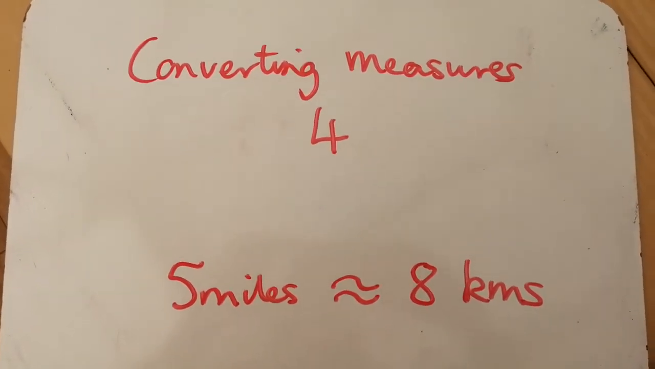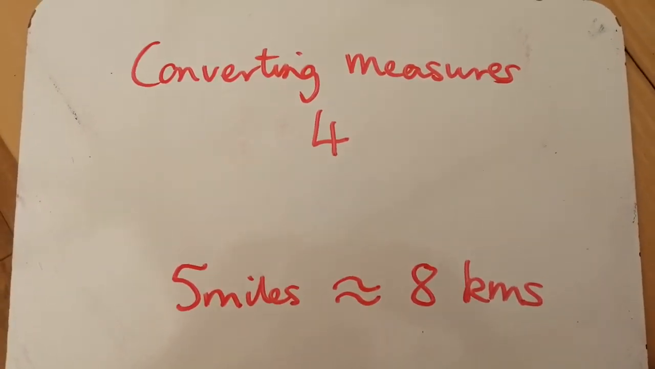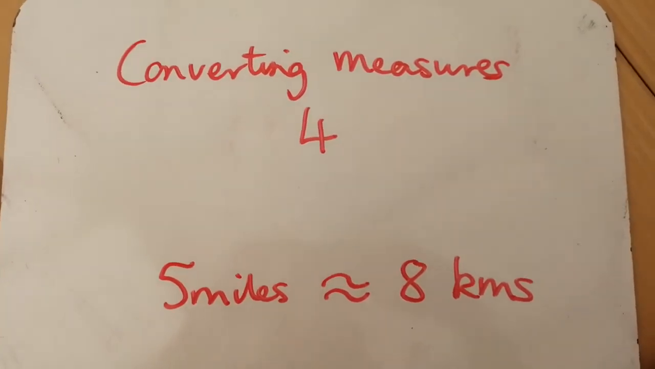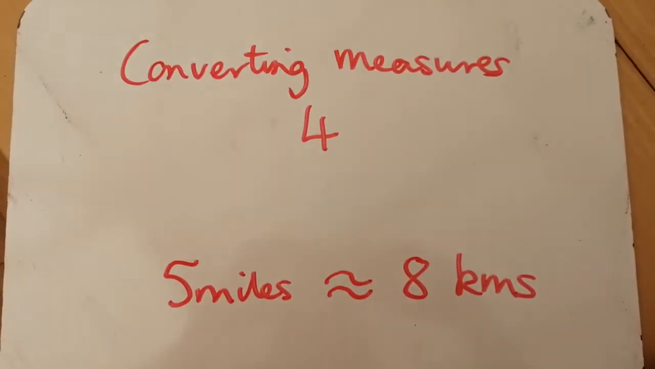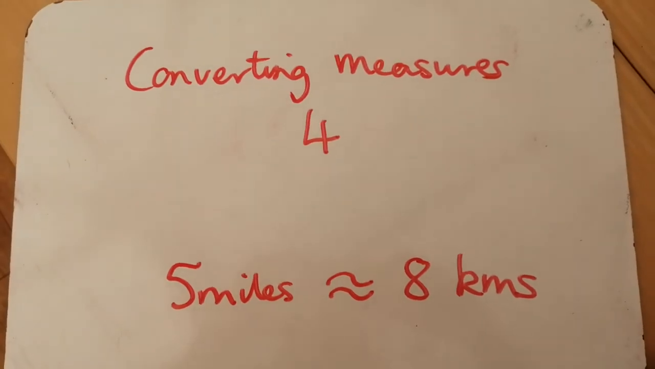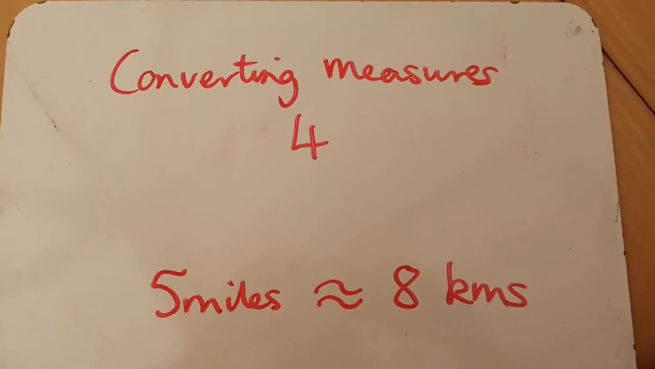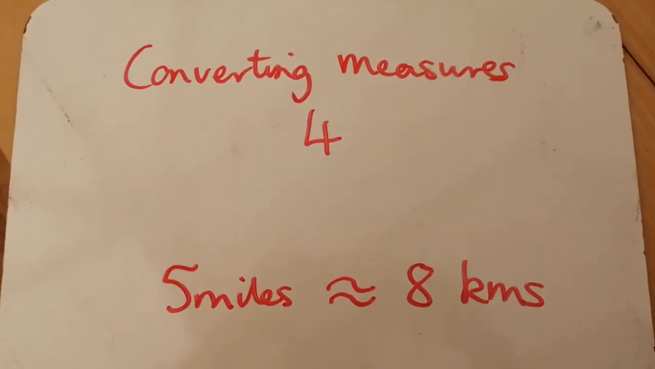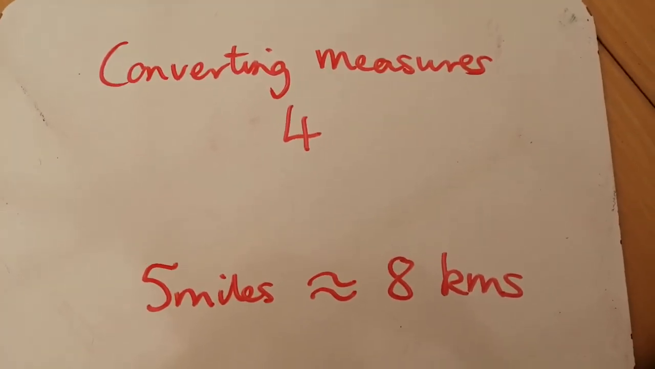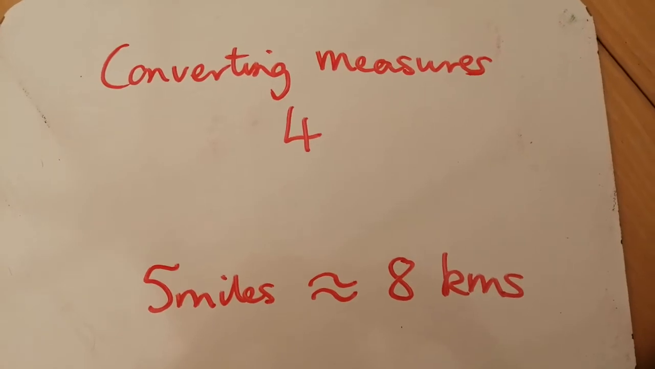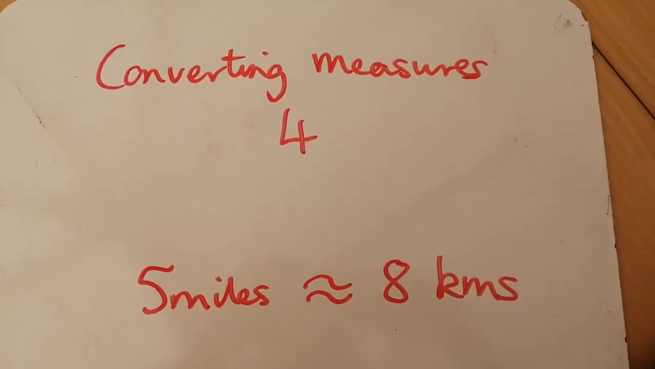Hello and welcome to Converting Measures Lesson 4, and this is all about converting from miles to kilometres and back again. So the basic fact that you need to know for this lesson is that 5 miles is approximately 8 kilometres. And that squiggly line that looks like a couple of waves or a wiggly equal sign means equals approximately.